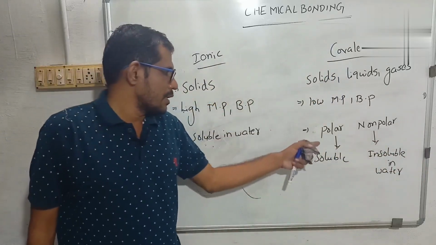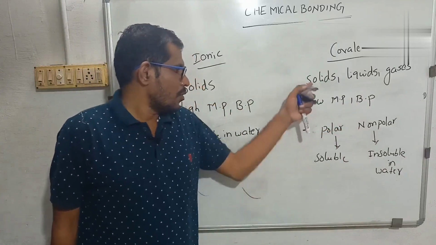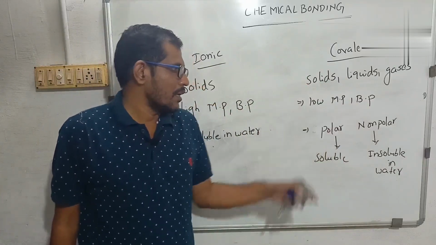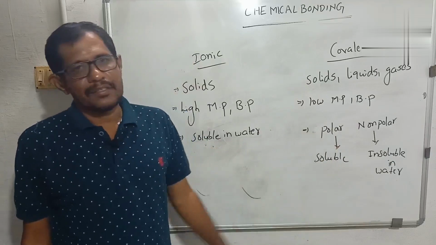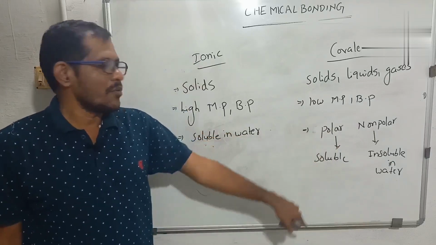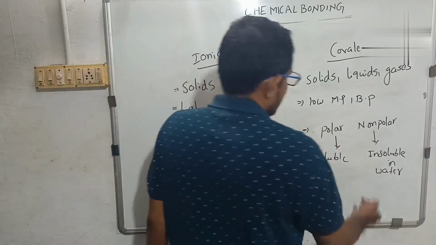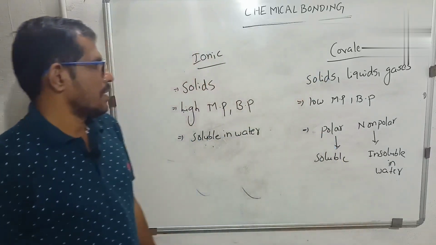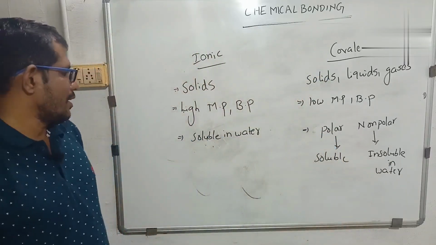In covalent compounds we have two types: polar and non-polar. Polar covalent compounds are soluble in water and non-polar compounds are insoluble in water. Non-polar compounds are generally soluble in organic solvents.